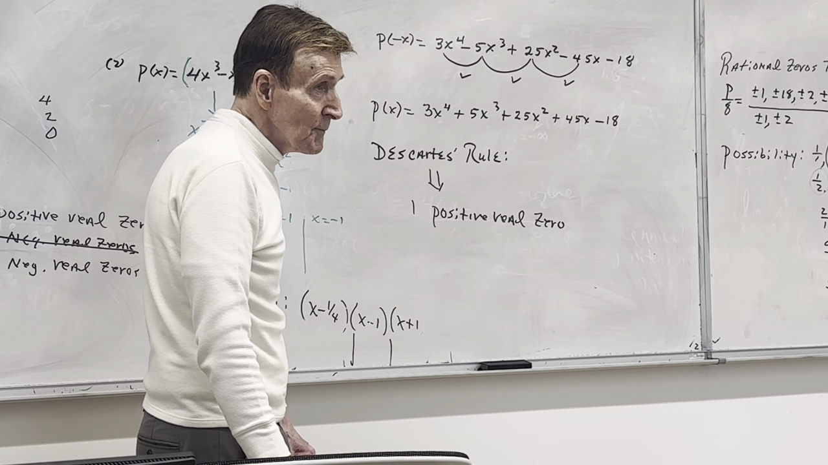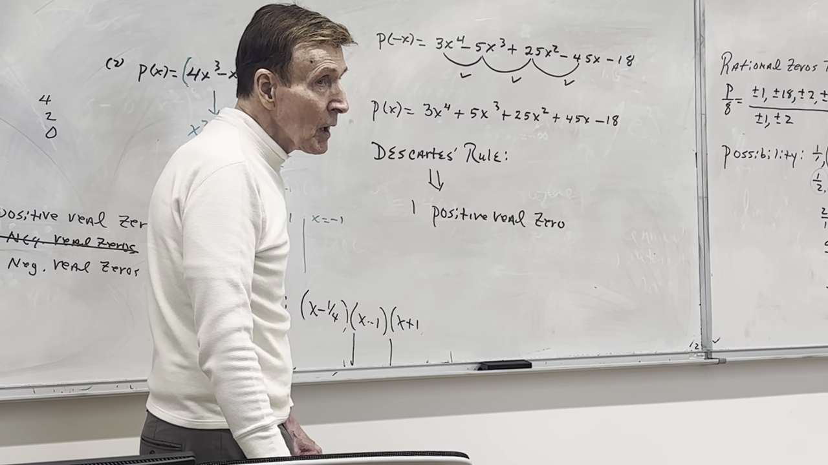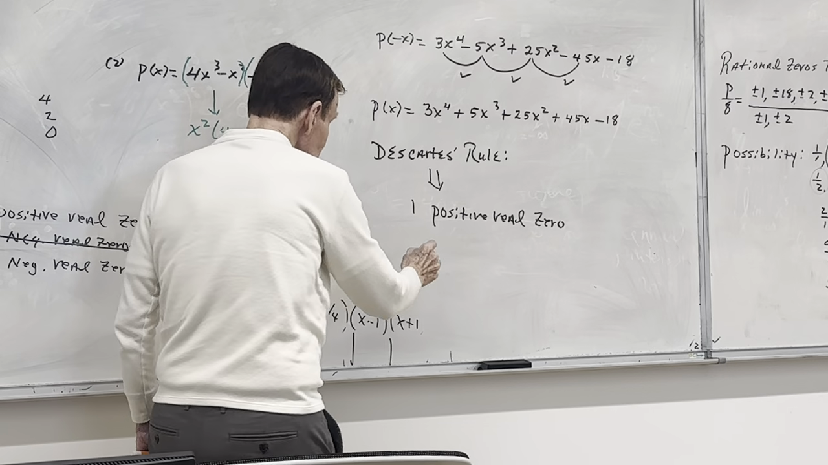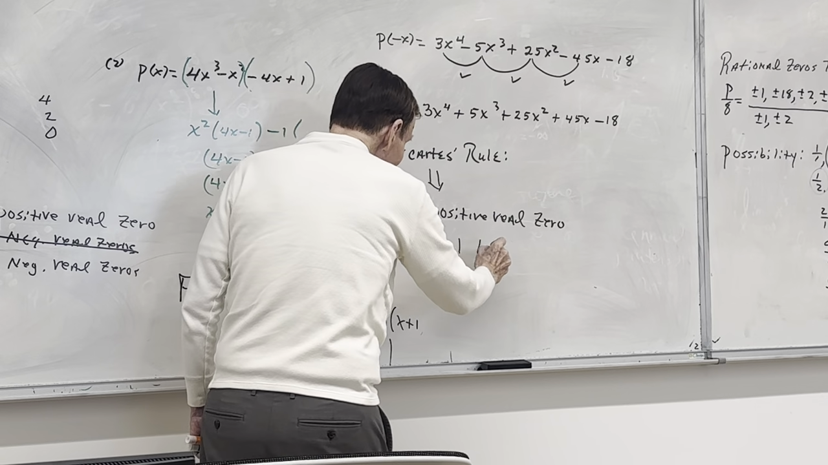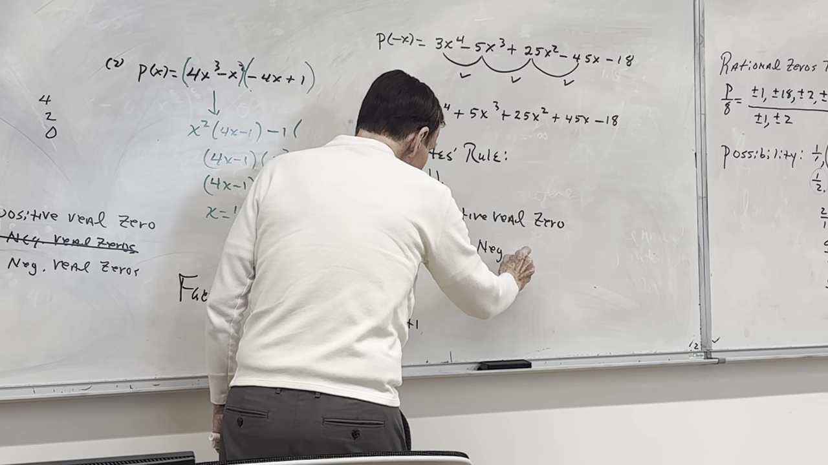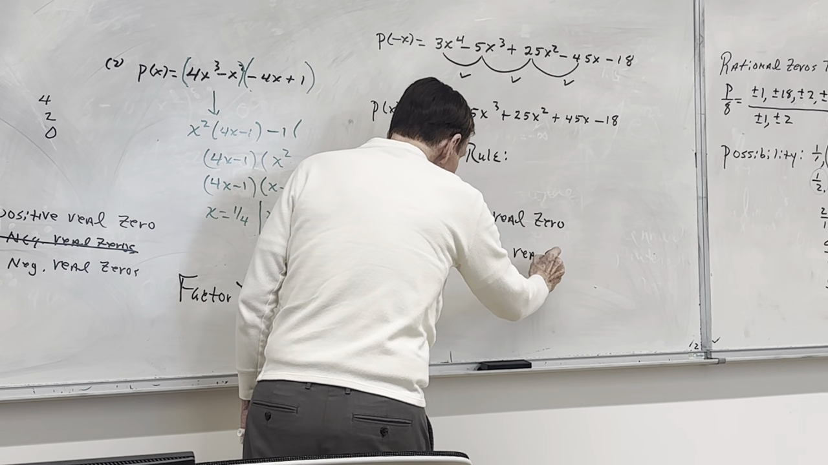So what does it tell me? 3 or 1. So I can have 3 or 1 negative, if I follow the rule.